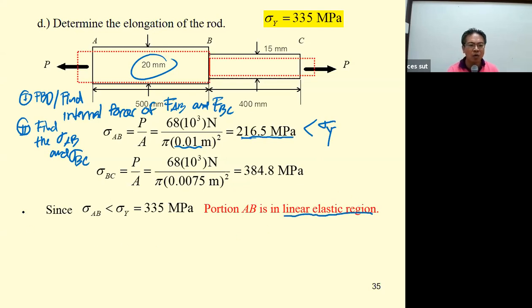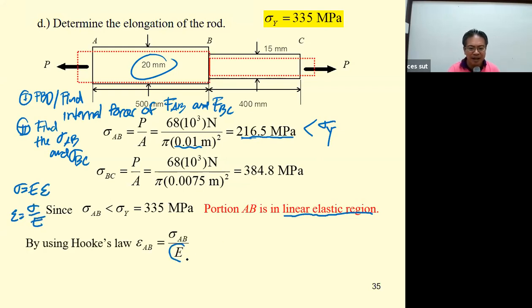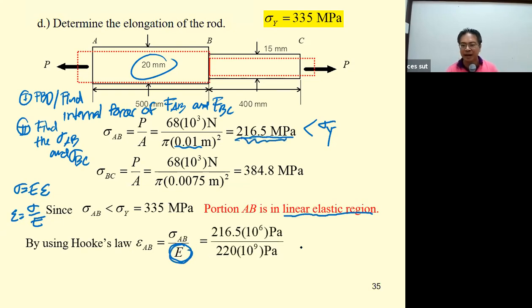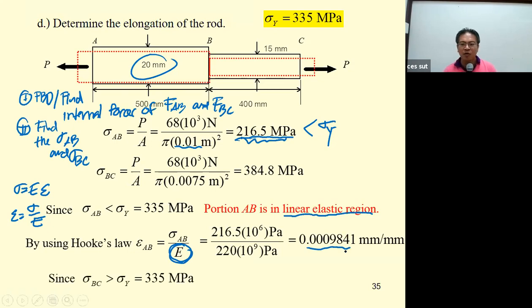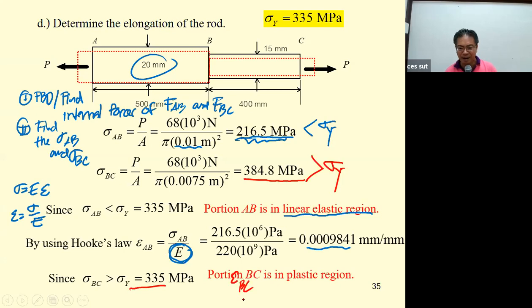And then by Hooke's law, sigma equals E epsilon, so epsilon equals sigma divided by E. We have the E before, right? With the 216.5, you determine the value of the strain. That is going to be very small, usually it's very small. And for the BC, the value is larger than sigma sub Y, so it is inelastic. For the strain of BC, we will find it from the strain diagram.